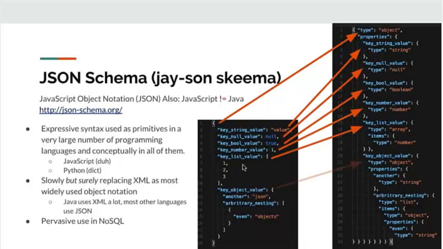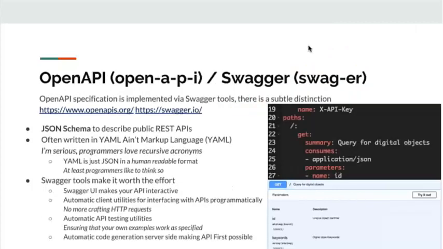So we can describe what this list is. This is a list of numbers, and therefore the list is type array with the items of type number. And this object, we can describe arbitrarily size JSON objects with another JSON, ironically, but this is basically what the JSON schema is about. And this JSON schema is used a lot.